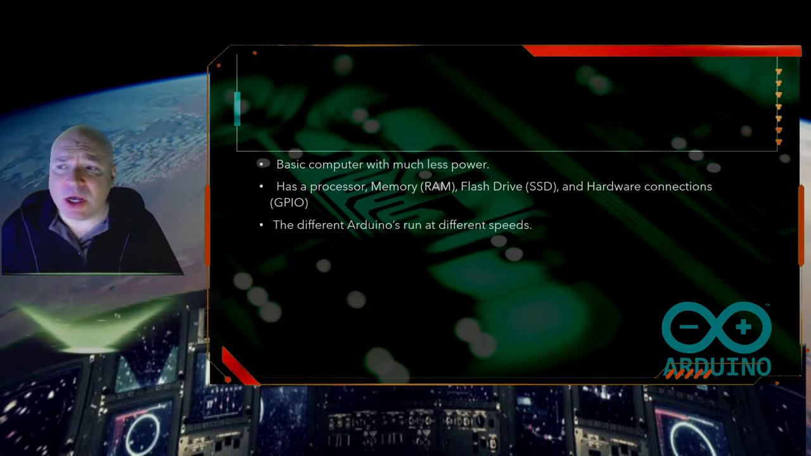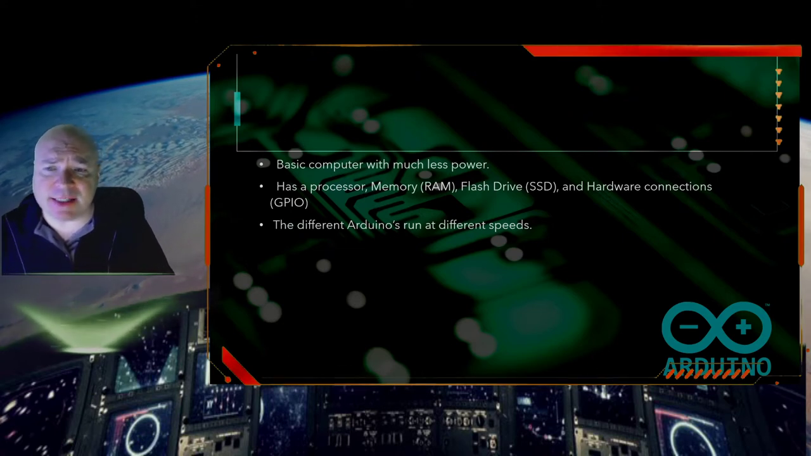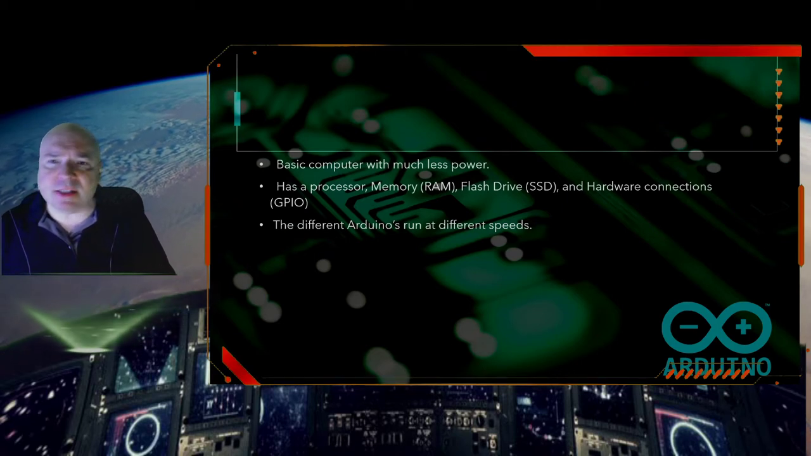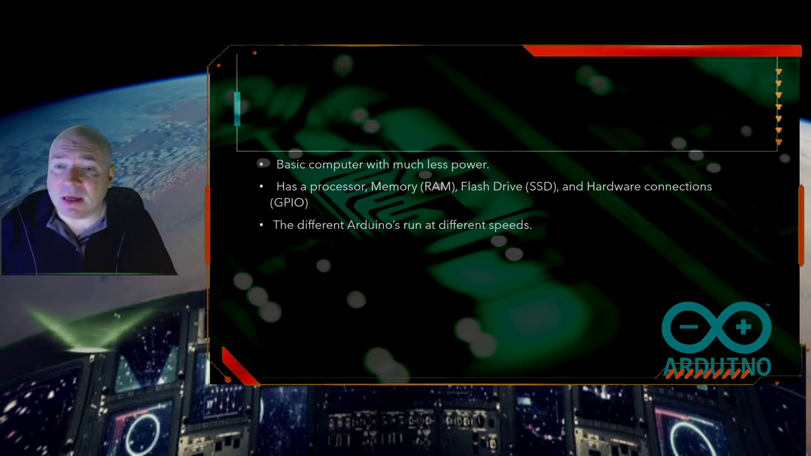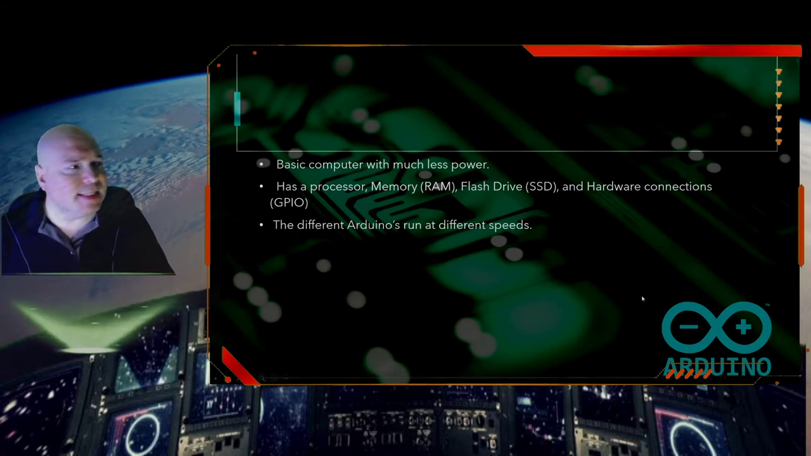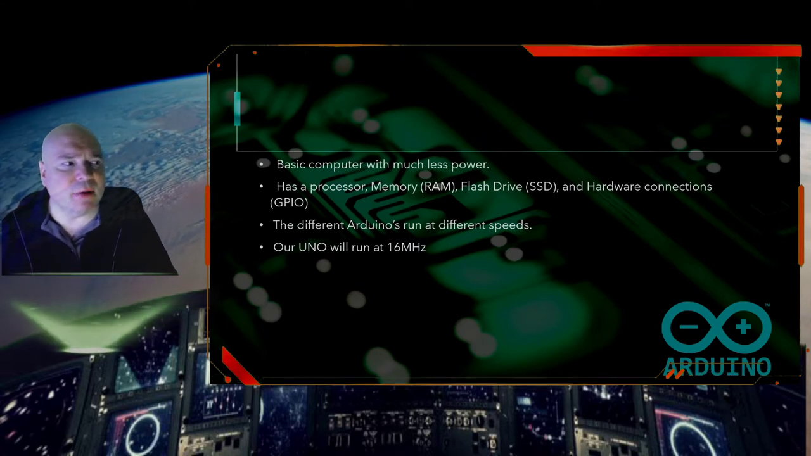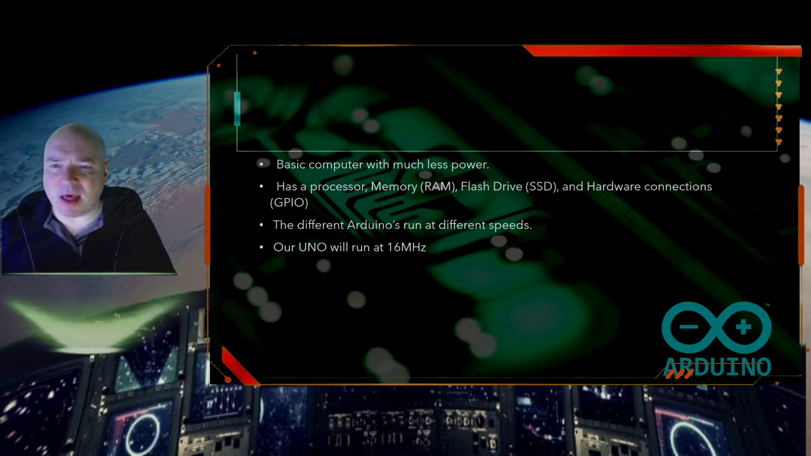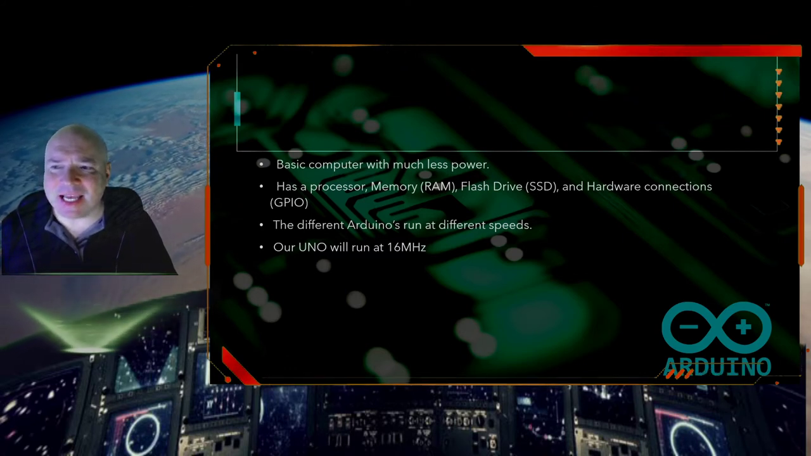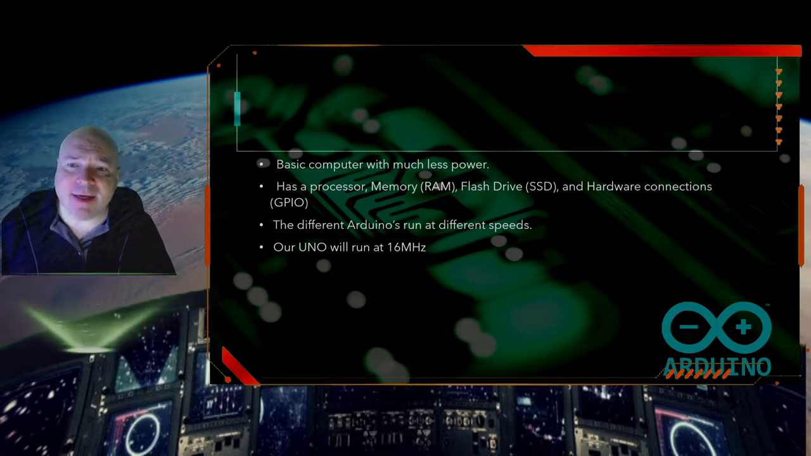The Arduinos can run at different sizes, different speeds. It depends upon the size and the CPU chip that is on them. But in reality, the slowest ones, the ones that we'll be using, run at 16 megahertz. Now, what is 16 megahertz? Well, that means 16 megahertz is the number of cycles that are performed in 1 second. So that is 16 million cycles performed in 1 second.